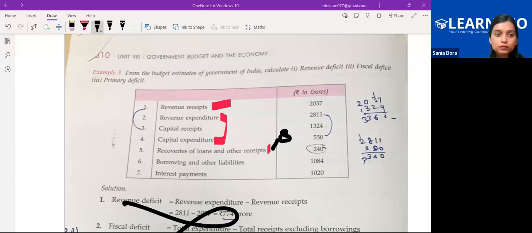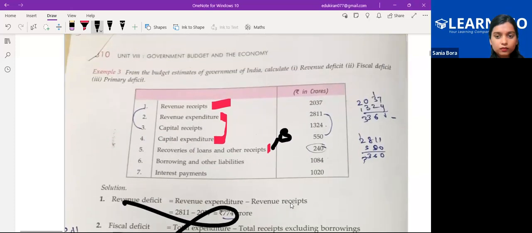Ma'am, 1084. It is a minus already. You don't have to take this. This is not only borrowing, there are other liabilities. You will subtract this 240. You have to separate 240, because this is not a single borrowing, this is other liability. Borrowing means you borrowed from somebody and then you paid it back.